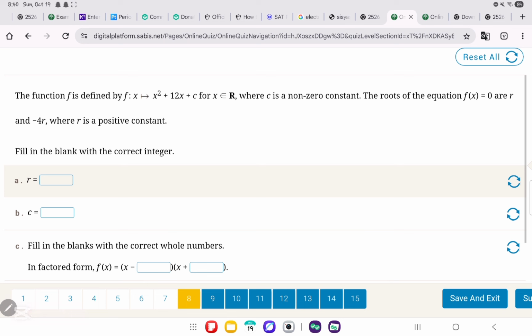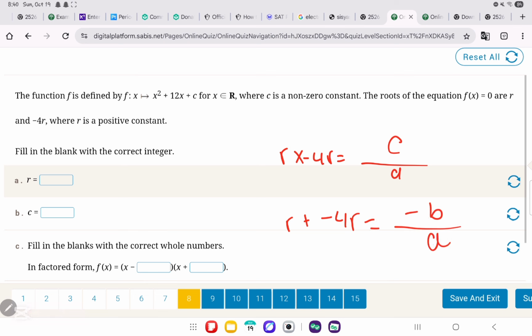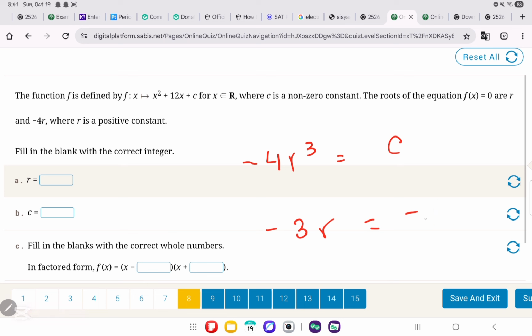Do you remember from previous years that the product of the roots is equal to c over a, and the sum of the roots is equal to minus b over a? So we can say that minus 4r squared is equal to c over a, and a is 1 in this scenario. So basically, minus 4r squared is equal to c. And then minus 3r is equal to minus b over a. A is 1, and what is b? B is 12. That means r is equal to what? R is minus 12 over minus 3, which is what?